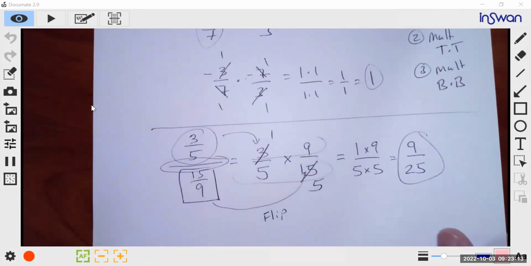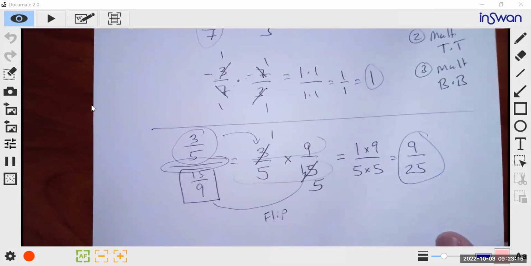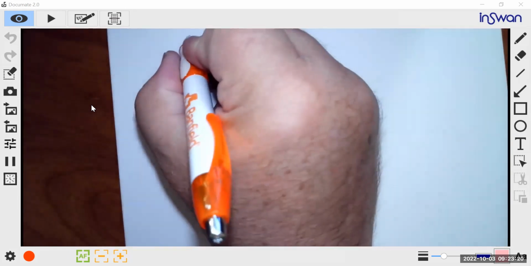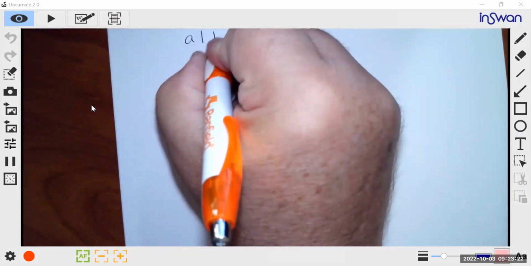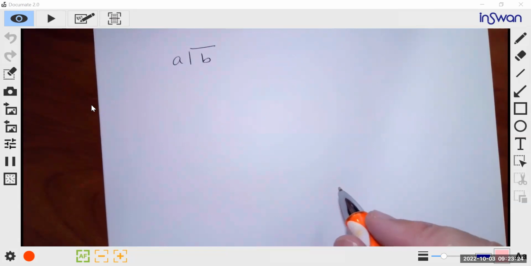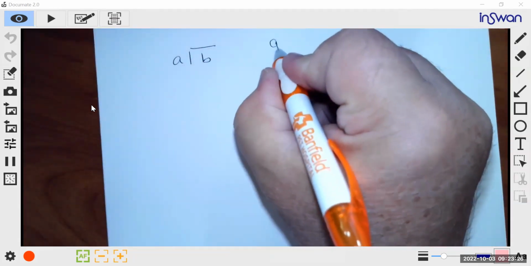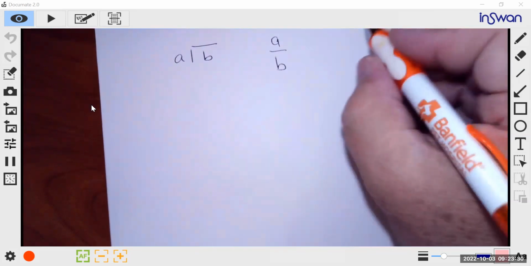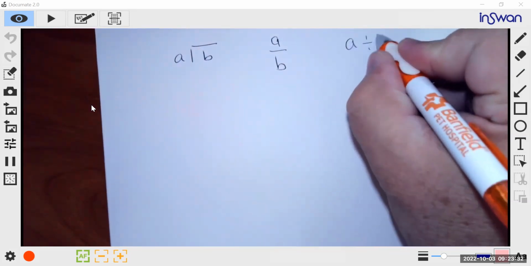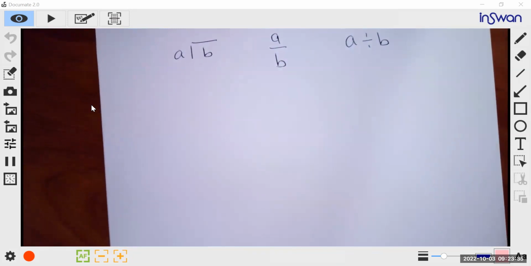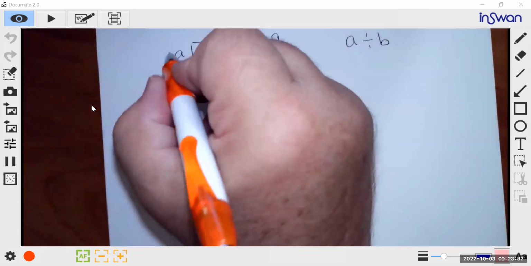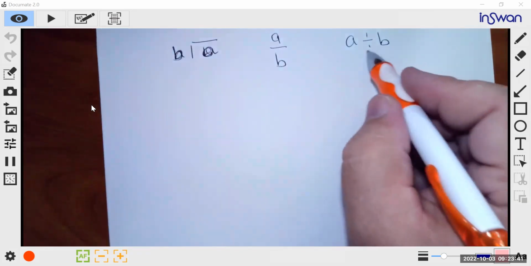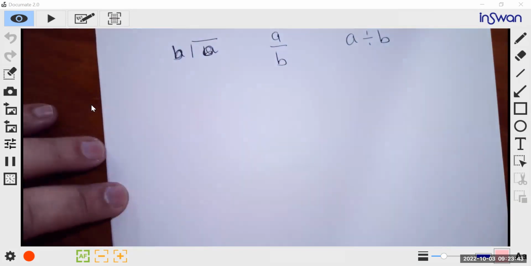So there are 3 ways division can be written. Like that. Like that. Like that. Actually, that's not. So we have the denominator, and the A is always the numerator.